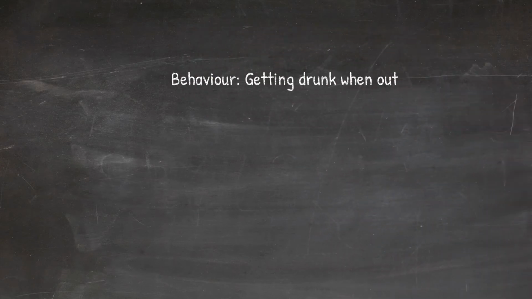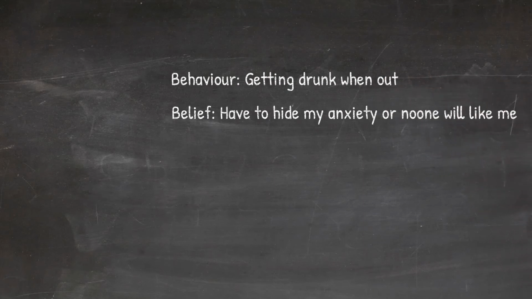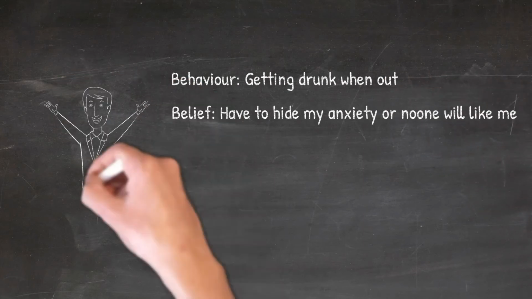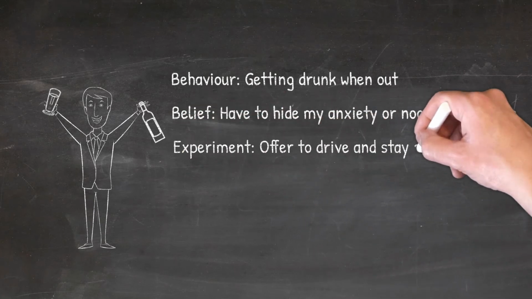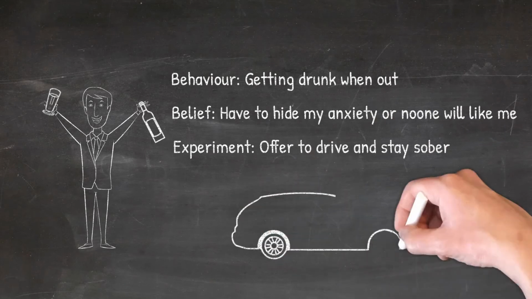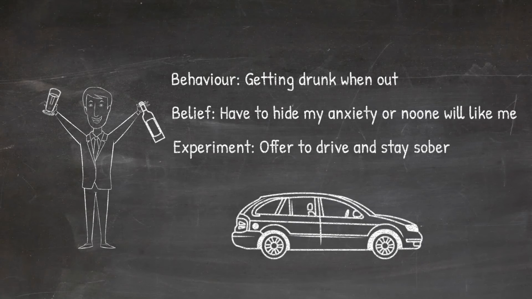If your behavior is getting drunk when you go out, that might be driven by the belief that you have to get drunk to hide your anxiety or no one will like you. A good experiment would be to offer to drive your friends on a night out, maybe to somewhere not easily reached by public transport. Of course, never drink and drive. See if they still invite you next time you're going out.